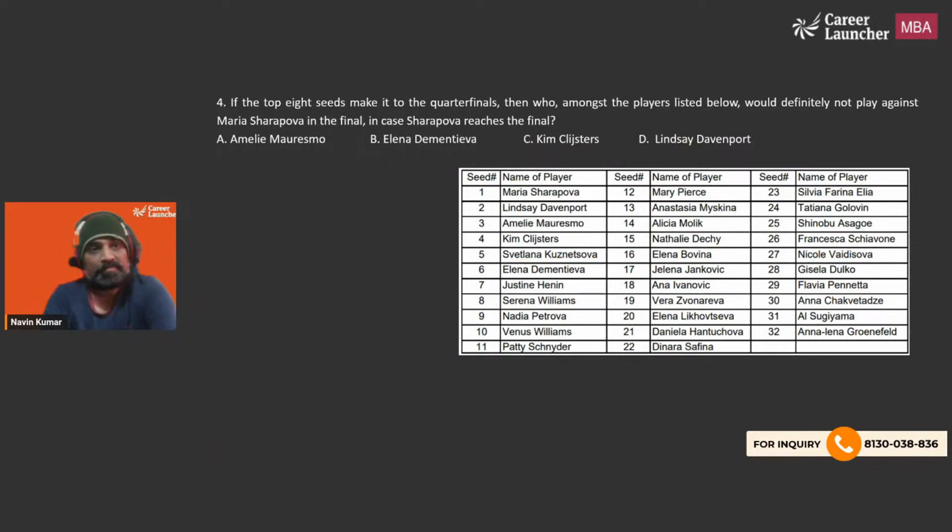Okay. The next one. If the top 8 seeds make it to the quarterfinals. So let's directly go to quarterfinals. If you remember, this is round number 3. So top 8. In finals, we will be having 2 players. In semifinals, we'll be having twice of that, that is 4 players. In quarterfinals, we're going to have 8 players. So in quarterfinals, it's like 1, 2, 3, 4 seed numbers. They're going to play against 5, 6, 7, and 8.